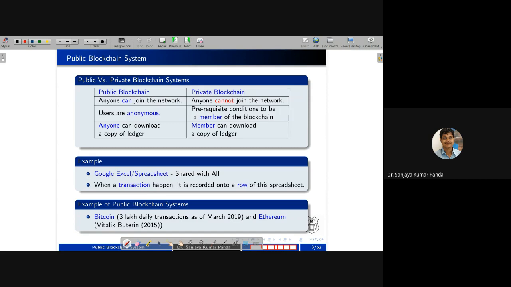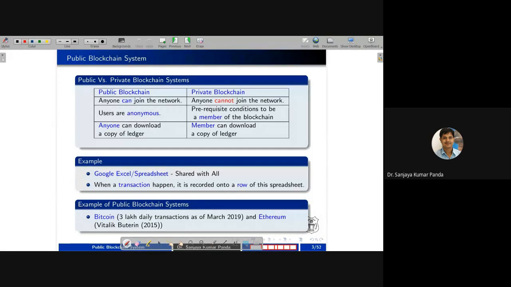That is called shared with all, right? So anybody can see what transaction you are making or what other people are also doing. You can also see that particular thing. That is called simply a public blockchain system. Anybody can participate. Anybody having that particular link of the Google spreadsheet can participate in the network, right? But if it is restricted to two, three people, only those two, three people can see that particular transaction, right? That can be treated as a private blockchain. But if the link is open to all, then we call that a public blockchain system.